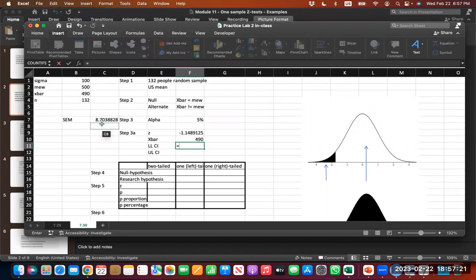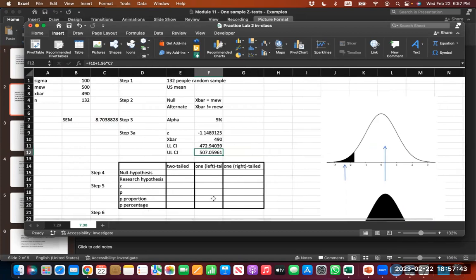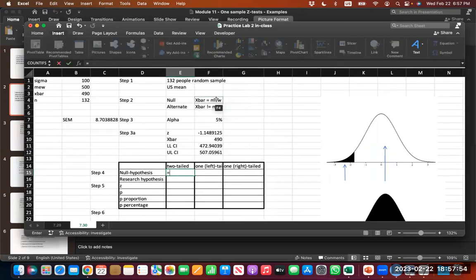The lower limit of the confidence interval is calculated as X bar minus 1.96 multiplied by the standard error of the mean, as we know. And the upper limit is 490 plus 1.96 multiplied by standard error of the mean, 507. So now we want to define for a two-tailed hypothesis our null hypothesis, which is basically consistent with what we've done before. So X bar equals mu, research hypothesis X bar is unequal to mu.